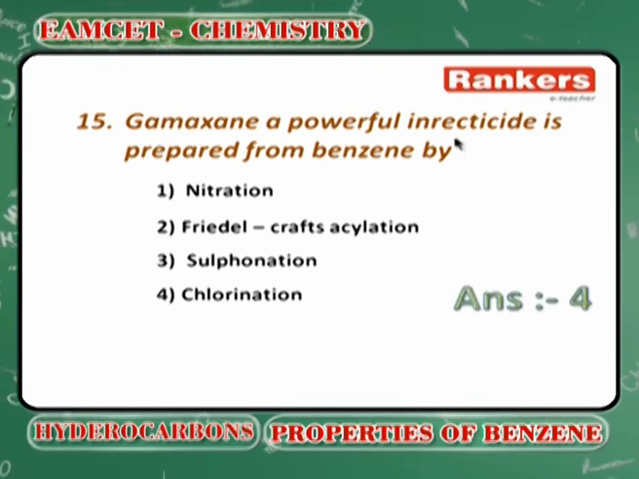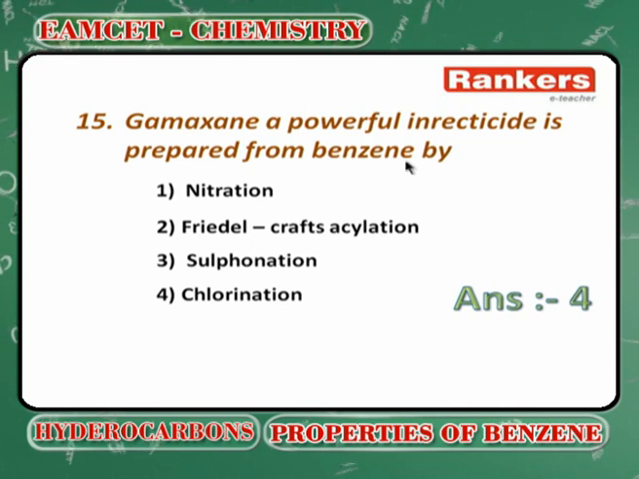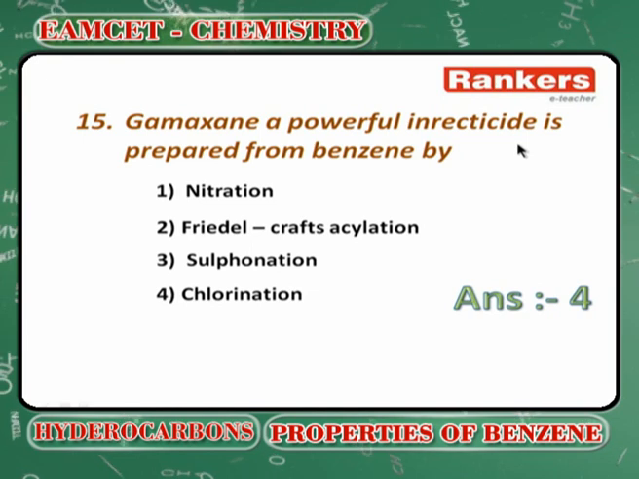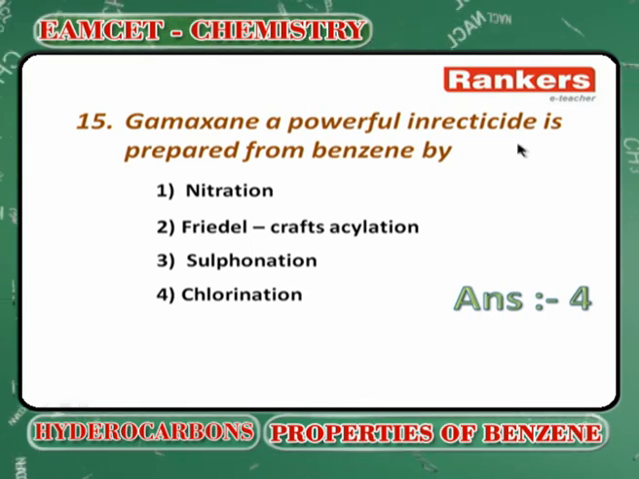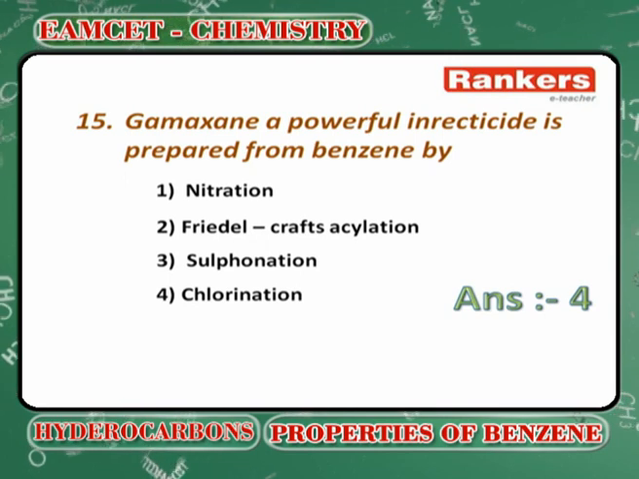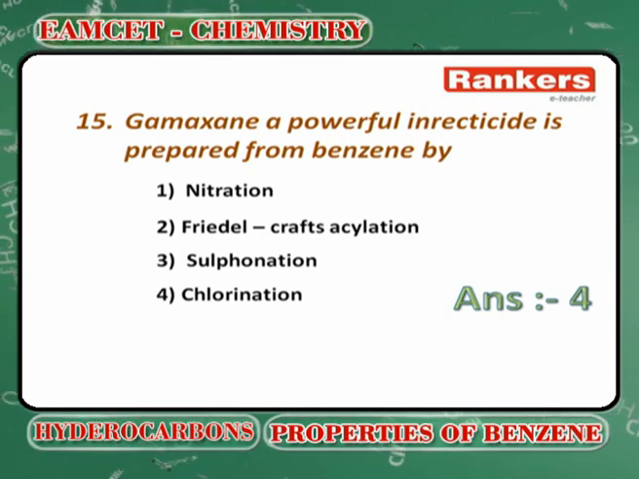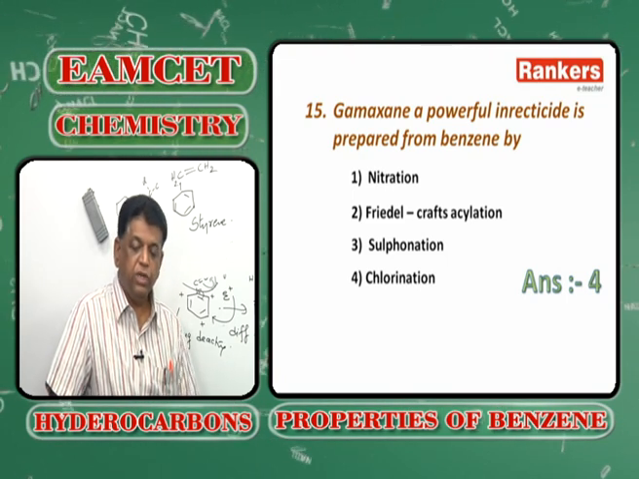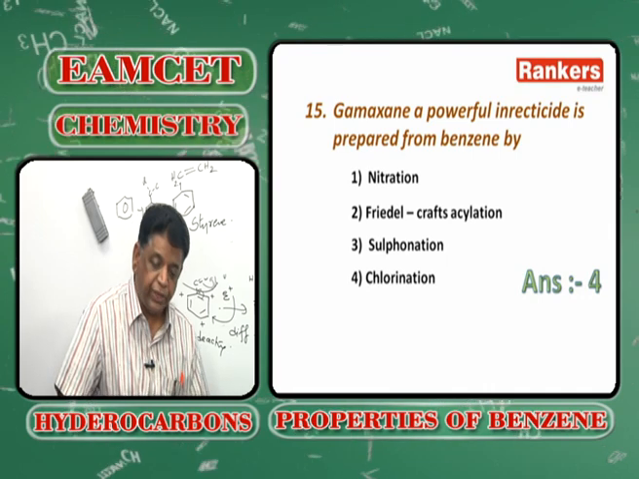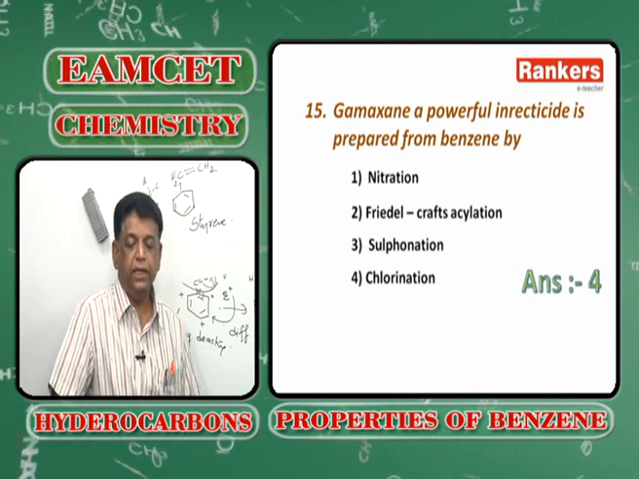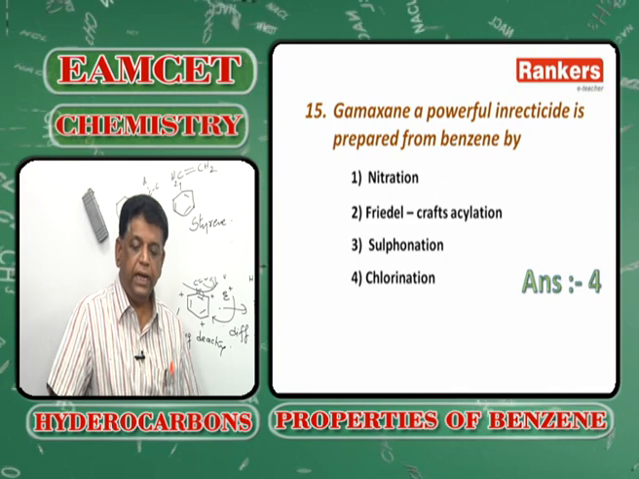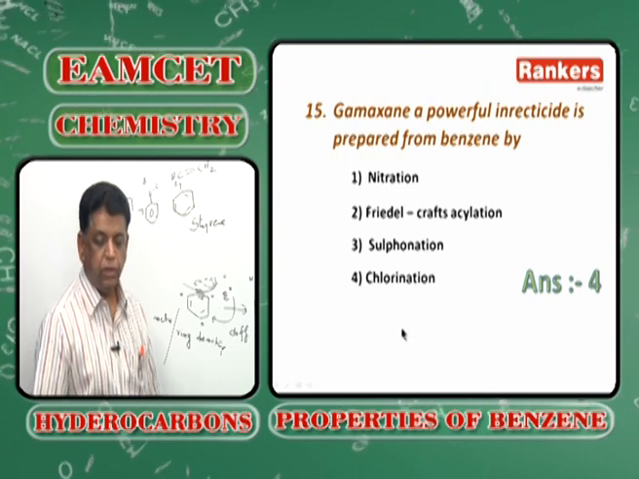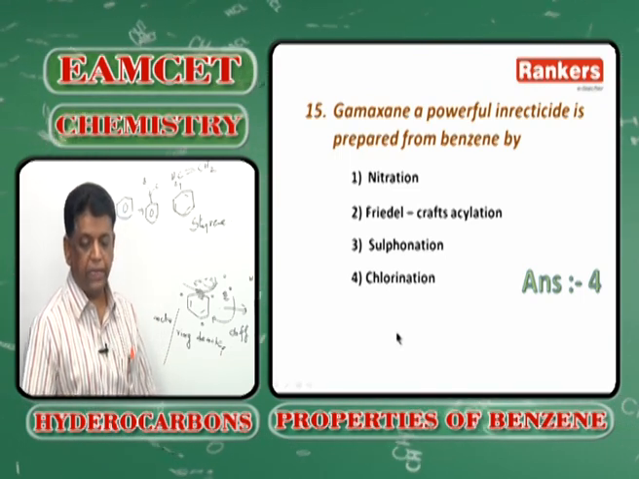Gamexane, a powerful insecticide, is prepared from benzene by. Gamexane is a benzene molecule containing 6 chlorines. By substitution reaction, you can also prepare hexachlorobenzene. But here it is the addition reaction. Every double bond will receive 2 chlorines, therefore 6 chlorines in addition with 6 hydrogens. If 6 hydrogens are replaced, that is an aromatic compound. But here in the addition reaction, 6 chlorines and 6 hydrogens will give benzene hexachloride by addition nomenclature.